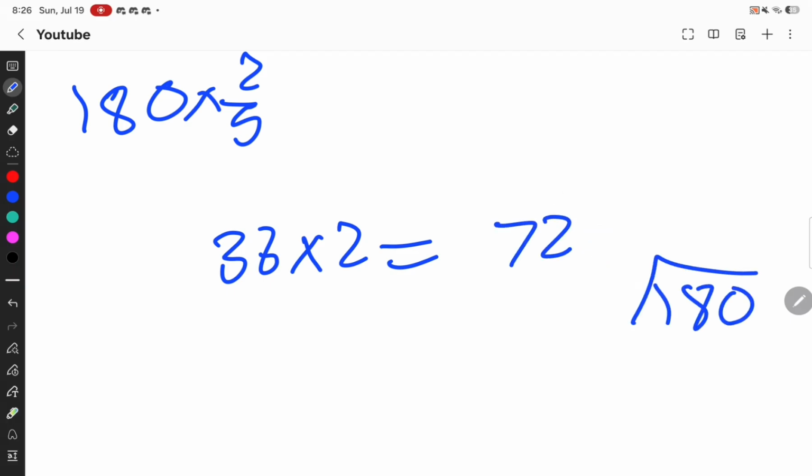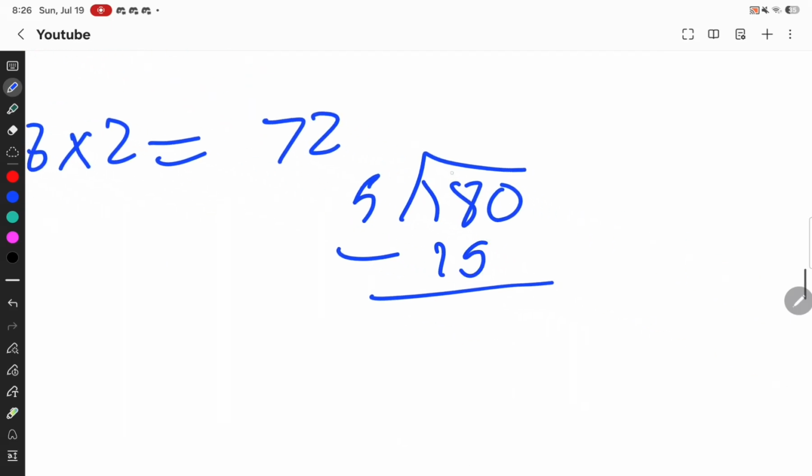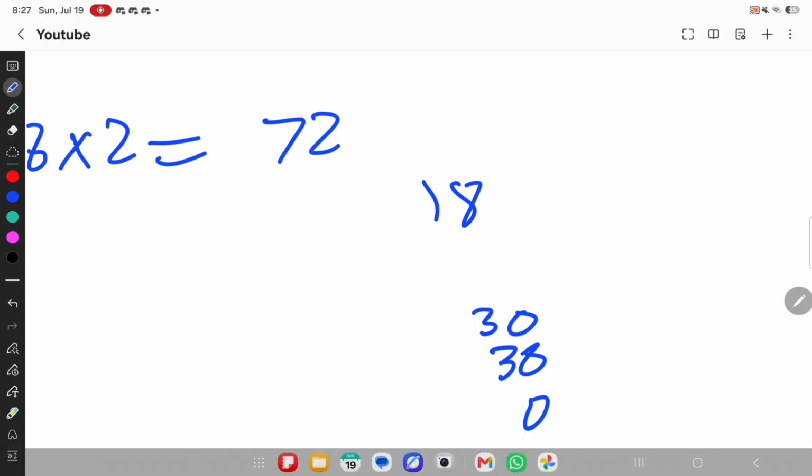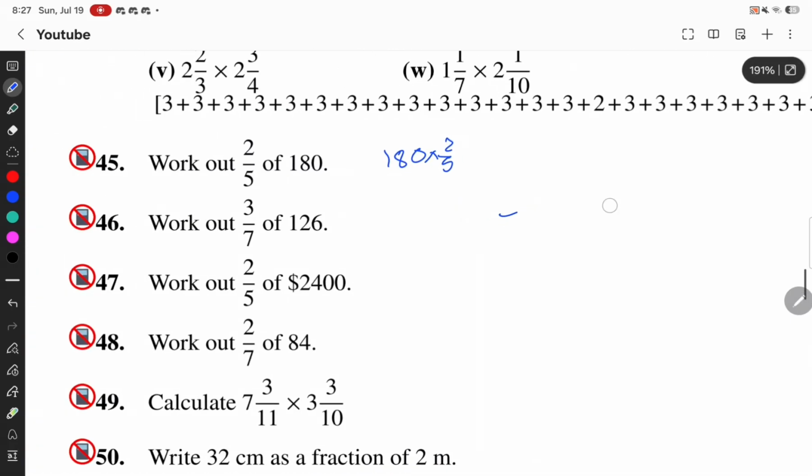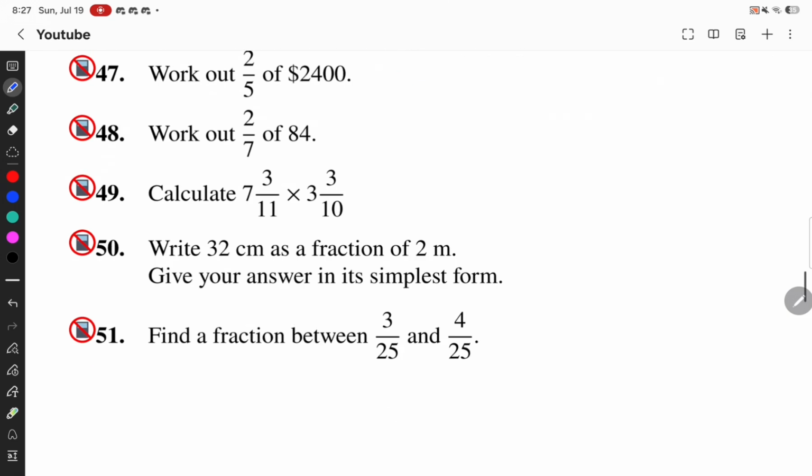180 over 5. You guys can do this yourselves as well. This is 10 and 15. This is 3. We get 30 minus 30, 0, 6, and this is our answer. Very simple. So this is 72 as our answer. You guys can do the remaining.